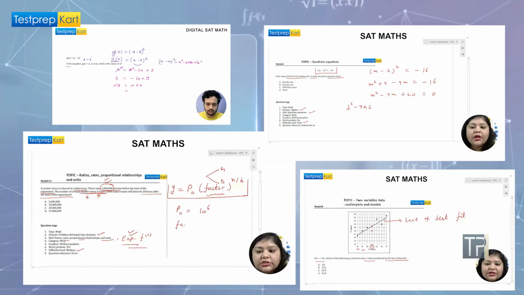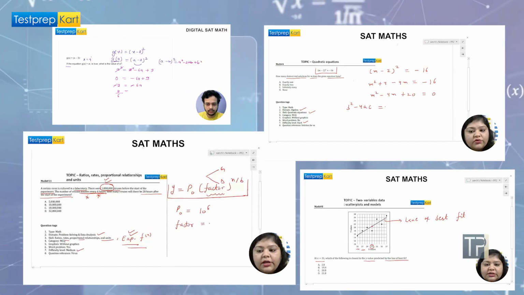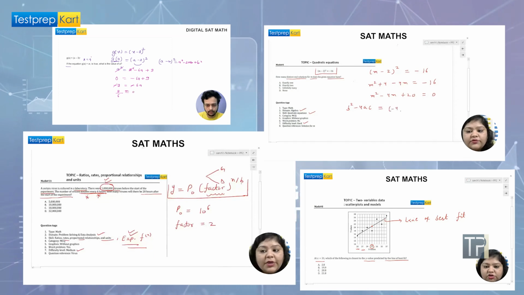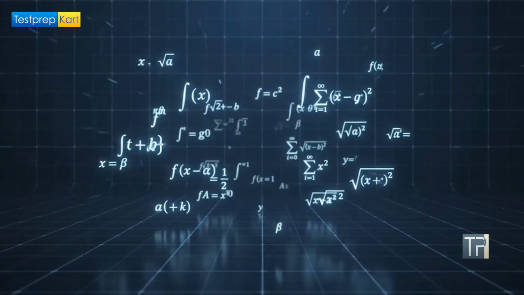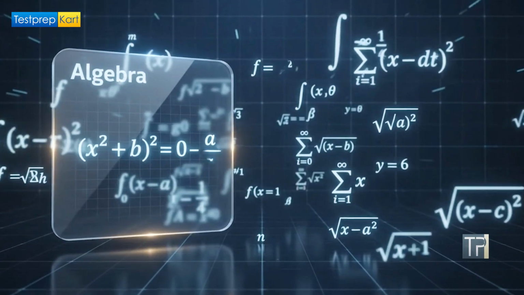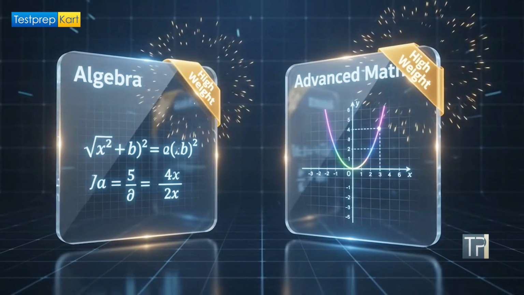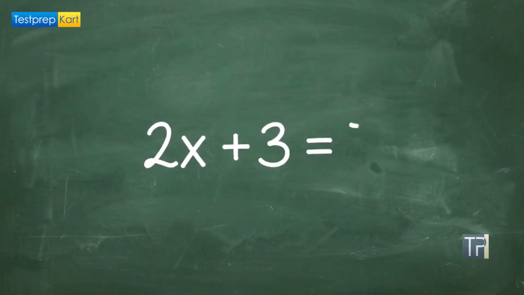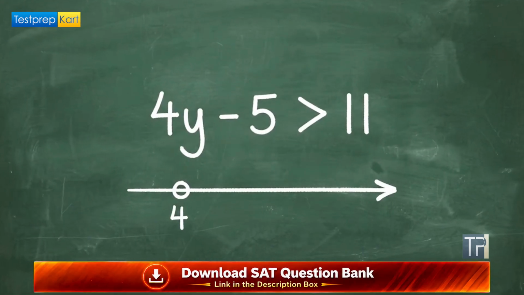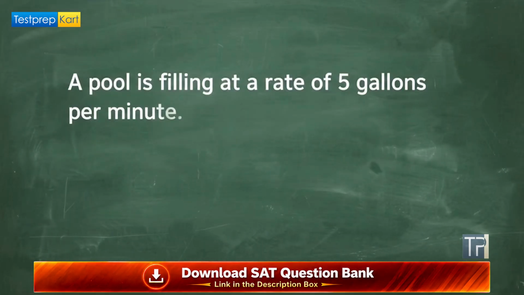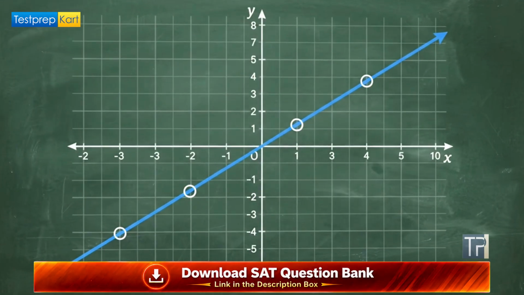SAT Math mainly covers four areas: Algebra, Advanced Math, Problem Solving and Data Analysis. The most important topics are Algebra and Advanced Math, because they carry the highest weight in the SAT Math section. Algebra includes linear equations, inequalities, systems of equations, word problems, and graphs of linear relationships.